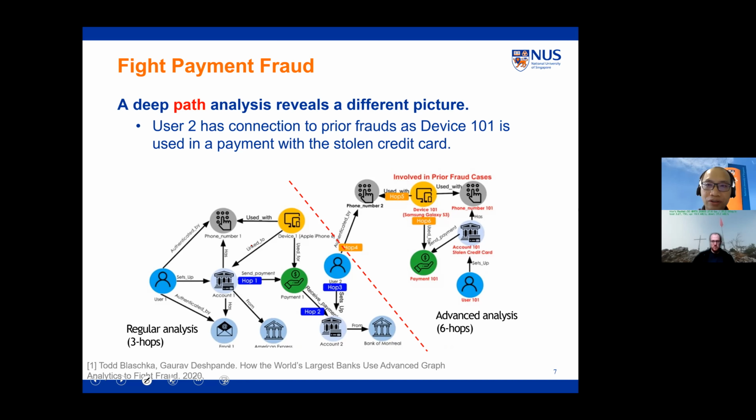The interesting thing about why we want to use paths is that there may be some point of interest. For example, here we have one point of interest, which is a device involved in previous fraud cases. So we want to identify paths related to this point. Of course, this transaction happens in real time, so the detection of this path analysis also needs to be done in real time.